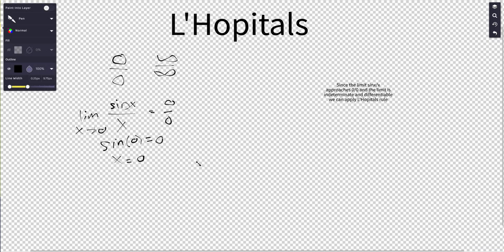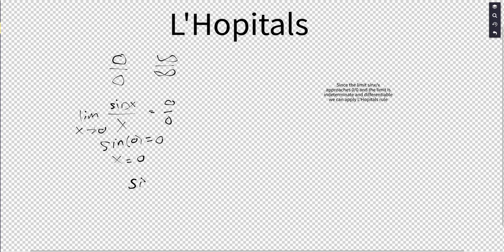We have 0 over 0. So what we would do next in L'Hopital's rule is take the derivative of the top and the bottom, essentially the derivative of the numerator and the denominator. What is the derivative of sine x? Well, we know that's cosine x. Now, what is the derivative of x? We know that's 1. So this limit in turn just becomes the limit as x approaches 0 of cosine x over 1.